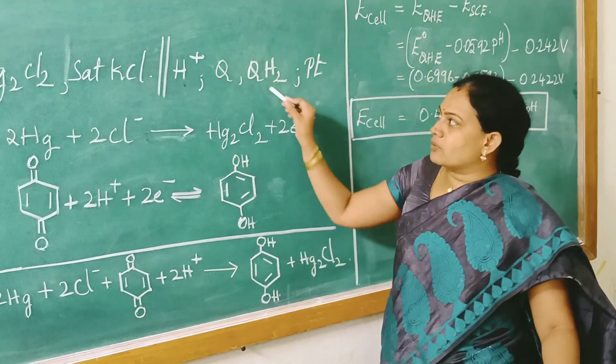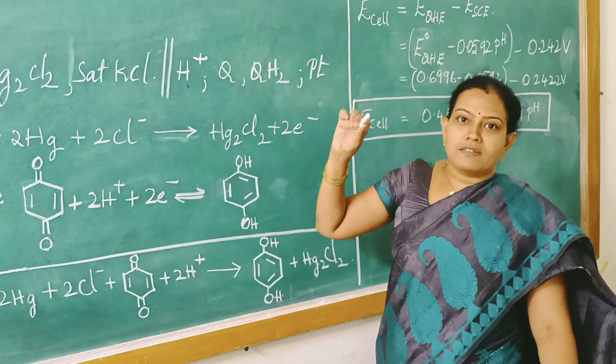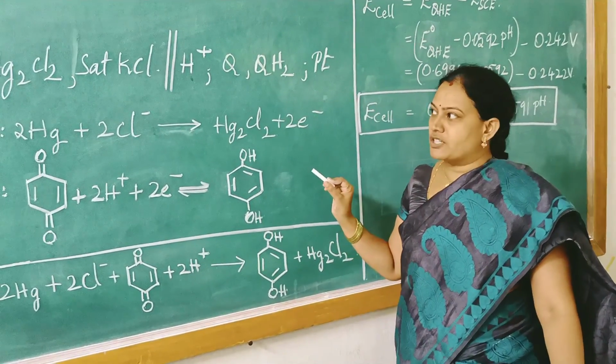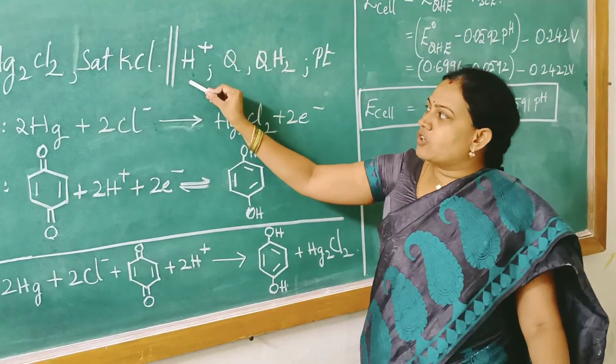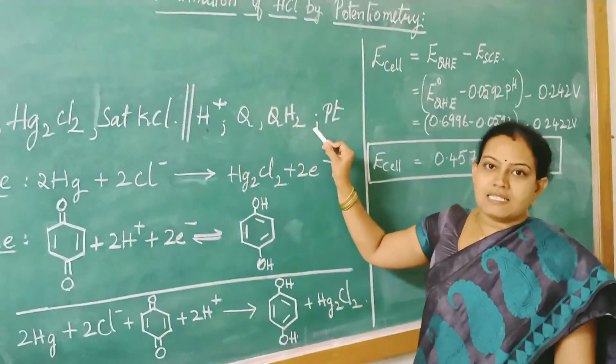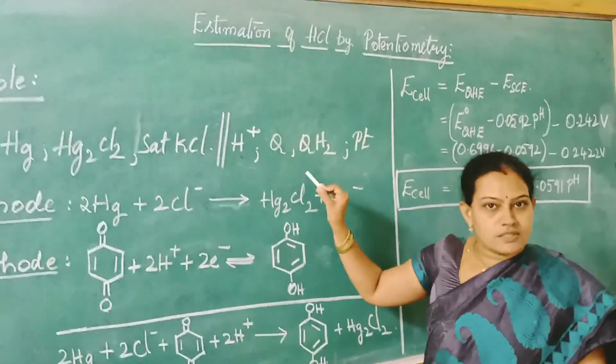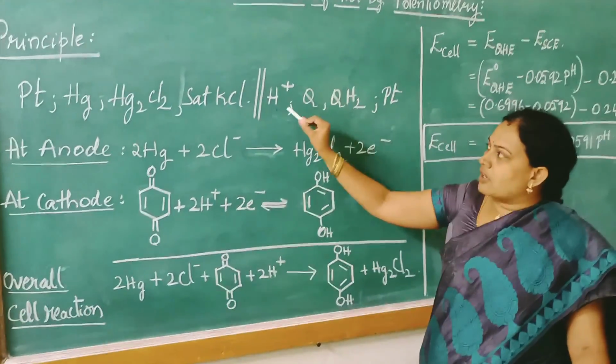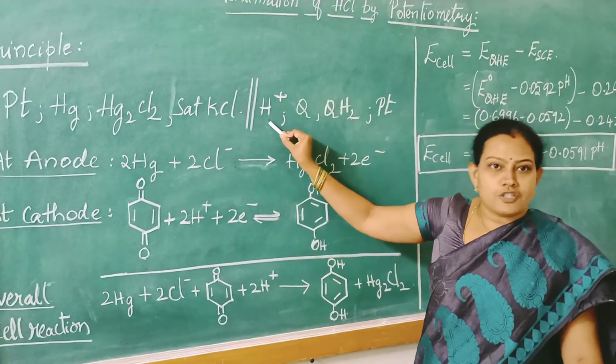This quinhydrone electrode is sensitive to the H+ ion concentration. That's why we call it an indicator electrode, because its potential changes with the change in concentration of H+ ions in the solution.